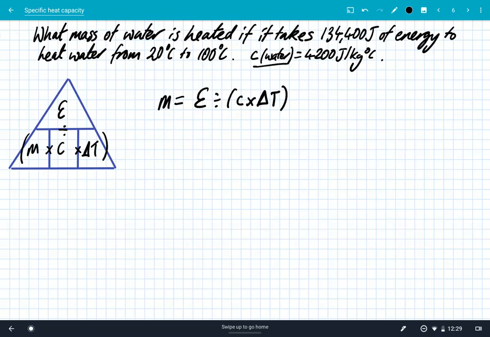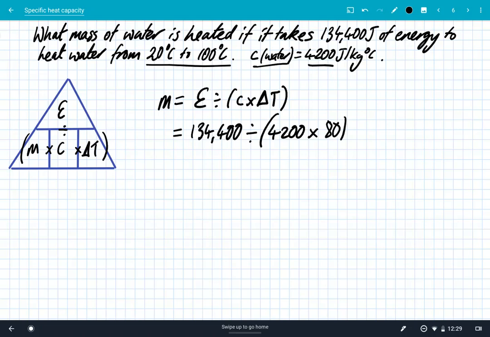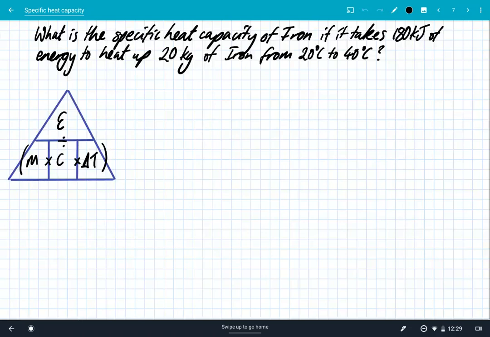So now we just substitute in our values. So we say that the mass is 134,400 divided by brackets, the specific heat capacity is 4,200, multiplied by the change in temperature. It's gone from 20 to 100, so that's quite simply 80 degrees. And when you put that into your calculator, you'll get a mass of 0.4 kilograms. We always use kilograms in science, but that's equal to 400 grams of water.